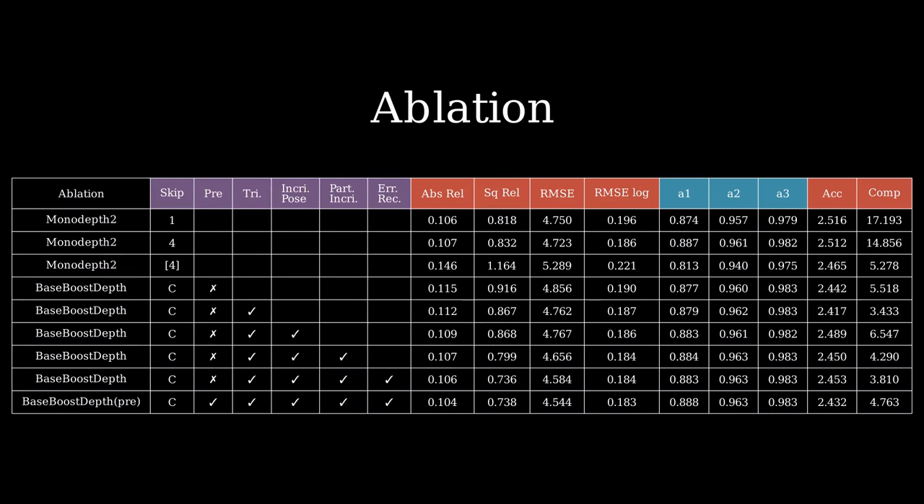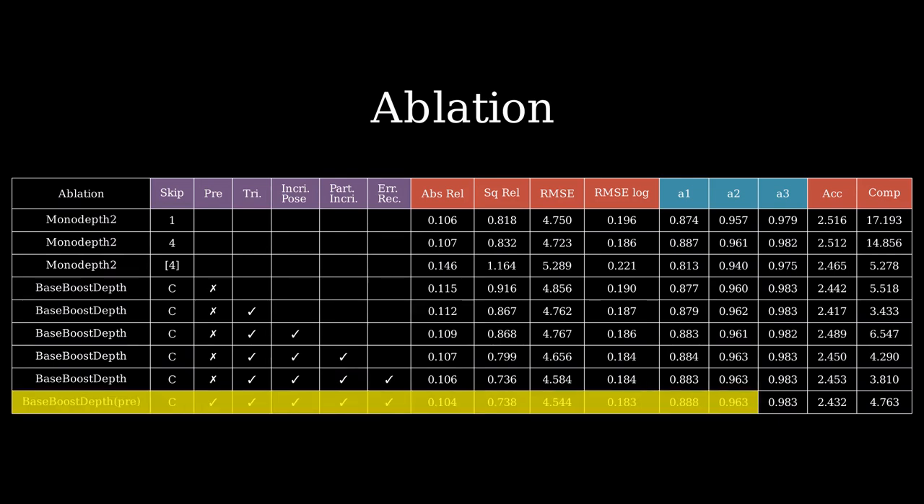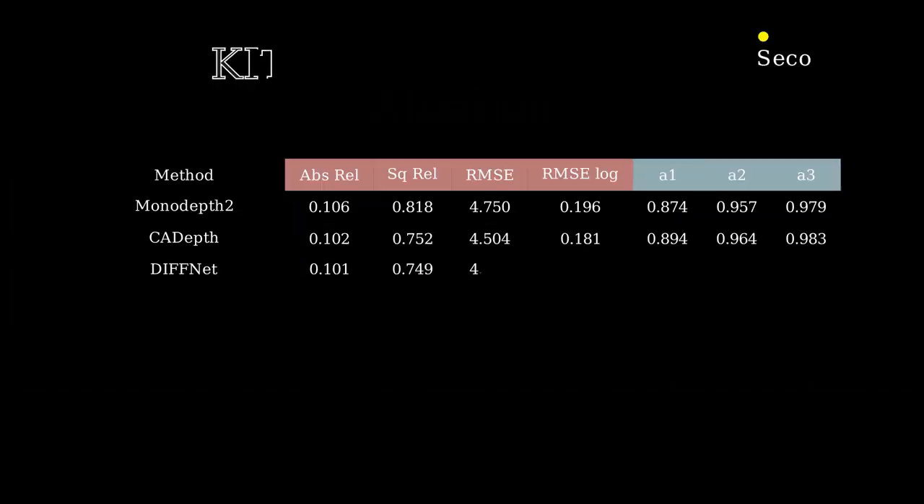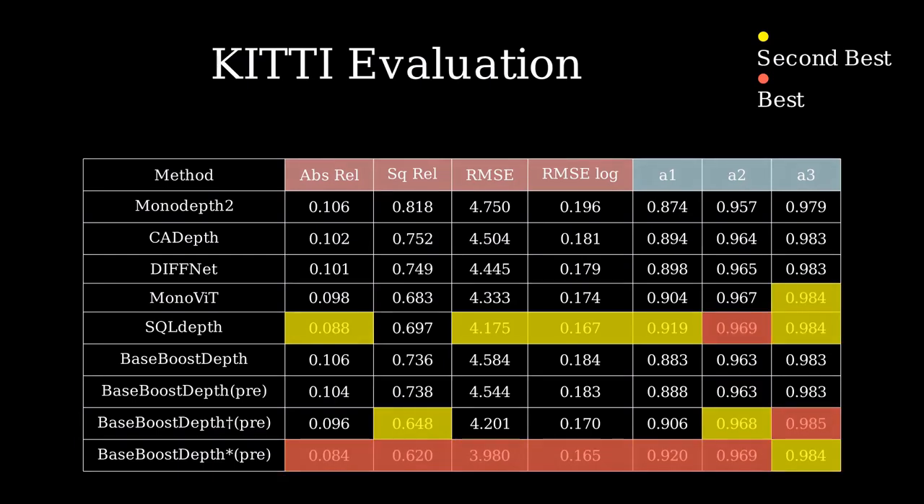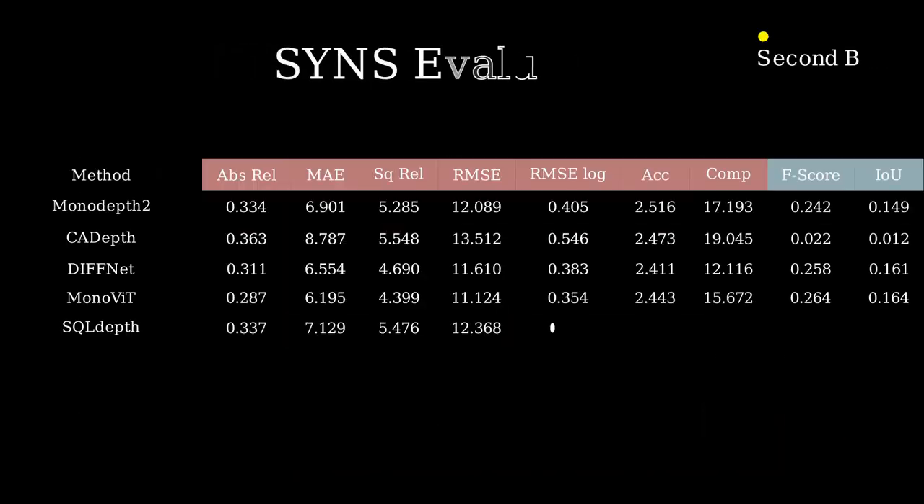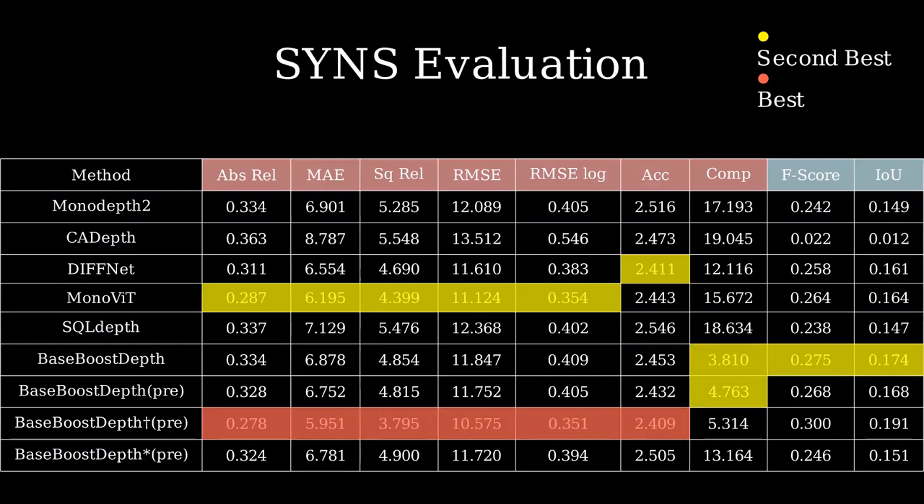Furthermore, when using the pre-trained depth network instead of performing the warm-up stage, and solely using our boosting stage, we outperform the benchmark MonoDepth 2. Formally, we achieve state-of-the-art performance on the KITTI dataset. Further testing on the SYNS dataset shows state-of-the-art results for image-based, edge-based, and point cloud-based metrics.